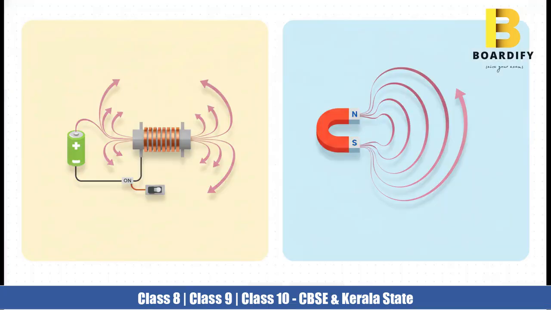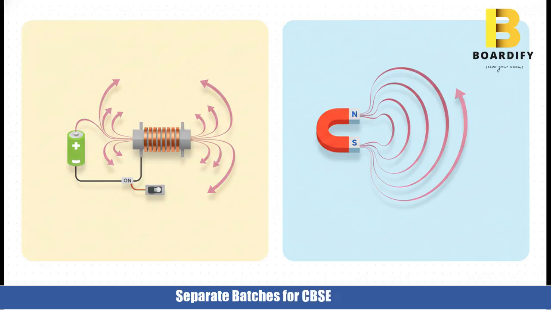And check this out. This is what makes a solenoid so cool. When you run a current through it, it behaves almost exactly like a regular bar magnet. Seriously. It gets a north pole and a south pole, and the magnetic field pattern is practically identical.